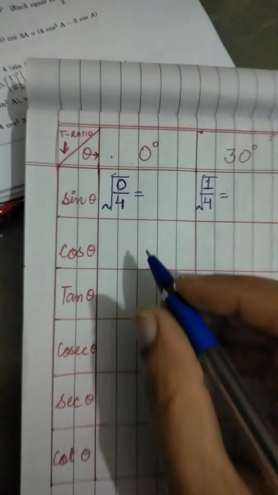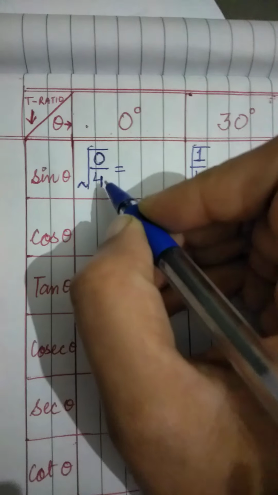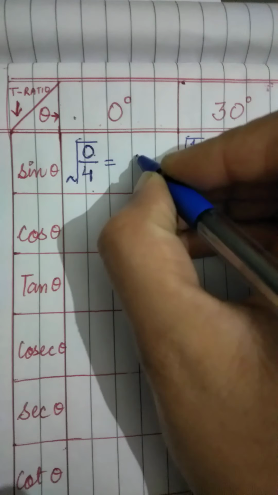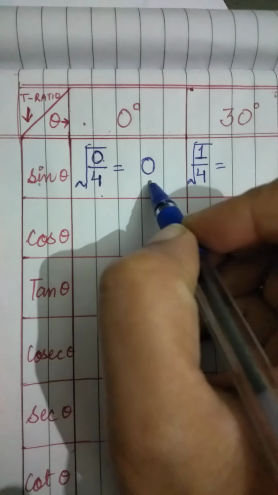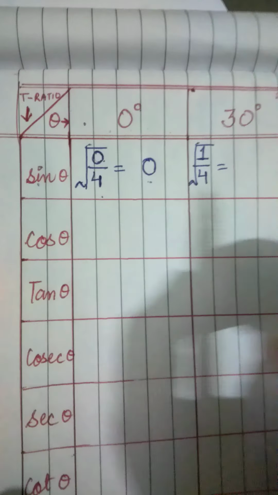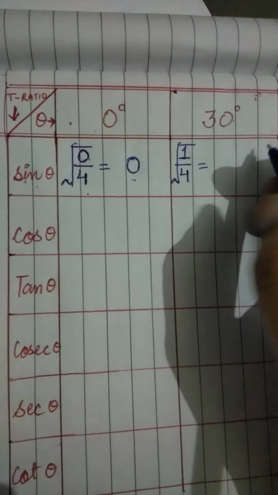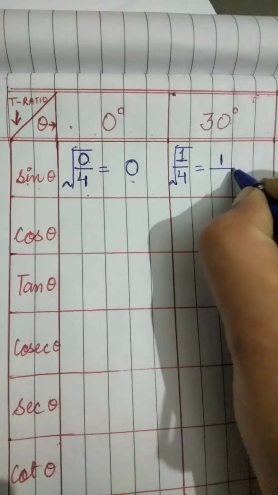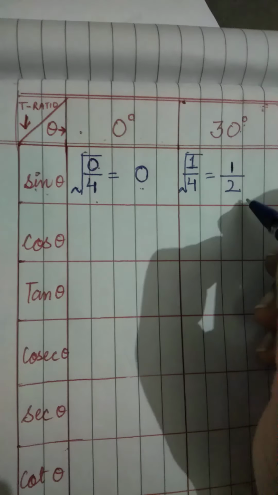Now we will solve these under roots. Whenever we divide 0 by any number, we always get 0. So sine 0 degree is always 0. Sine 30 degree: under root of 1 is always 1 and under root of 4 is equal to 2. So the value of sine 30 degree is 1 divided by 2.